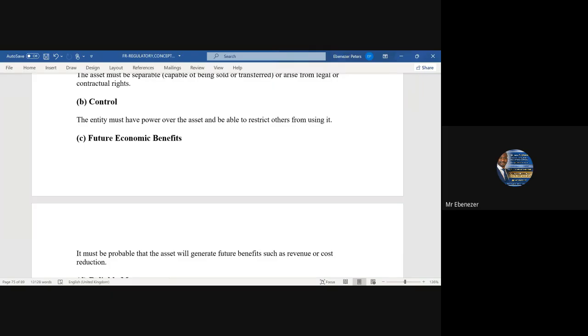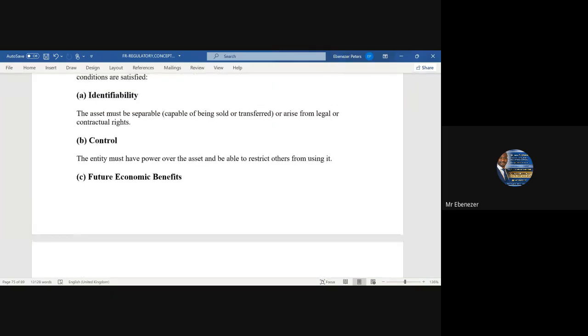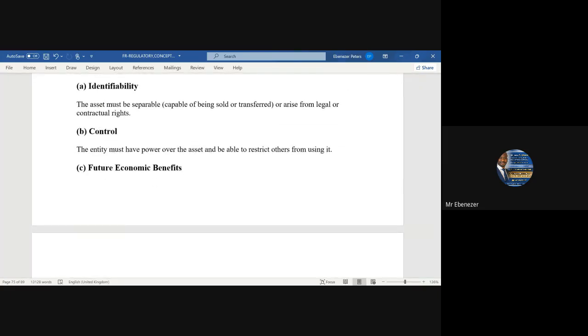Future economic benefit is generated, that is revenue, cost saving, or efficiency. Control: the entity is controlling and has at least the power to use the asset the way they want to use it. Say, for instance, the license that is being given to audit firm practitioners, that license, you can't see it. Is that not so? You can't touch it.